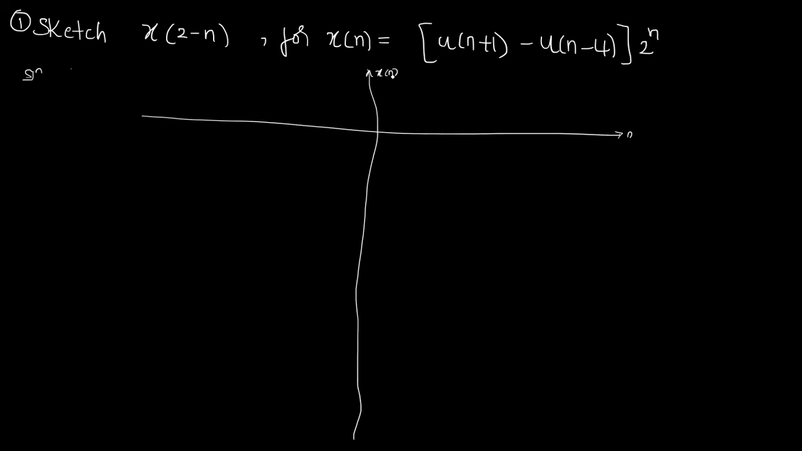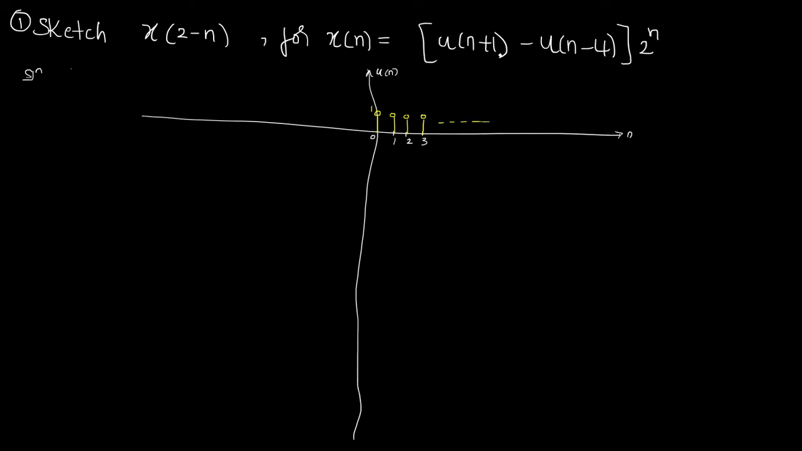In the x of n signal equation, they have mentioned u of n plus 1. U of n plus 1 means a unit step signal. So first let us sketch the unit step signal. The u of n signal looks like this, going up to infinity. This is my unit step signal, starting from origin, with amplitude 1 up to infinity. So this is not the x of n signal. What we have written is the unit step signal u of n.